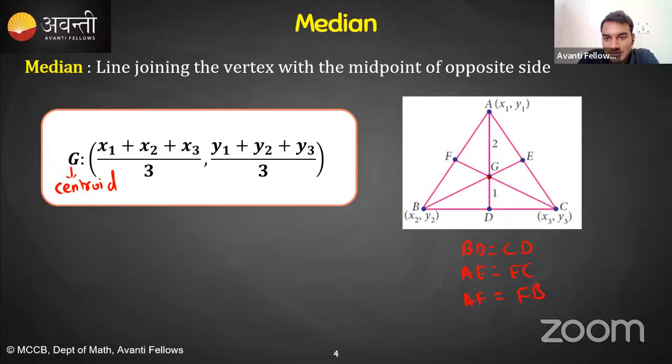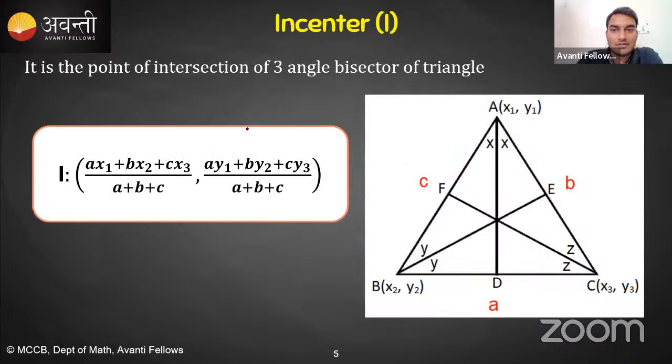You know that the ratio in which the centroid divides our median is 2:1 starting from the vertex, right? So that's why this formula comes up, right? And similarly for the incenter, what is the incenter? Point of intersection of the three angle bisectors of a triangle.